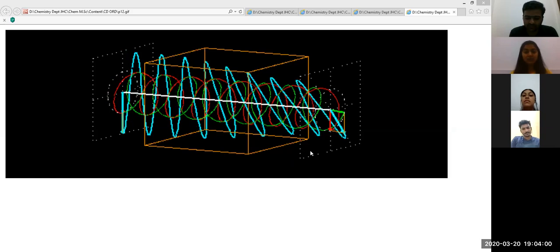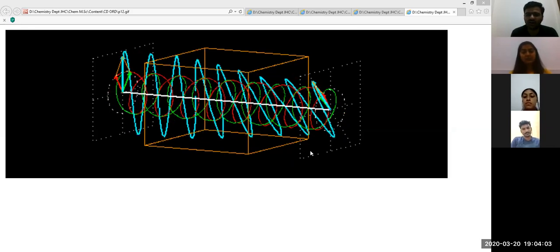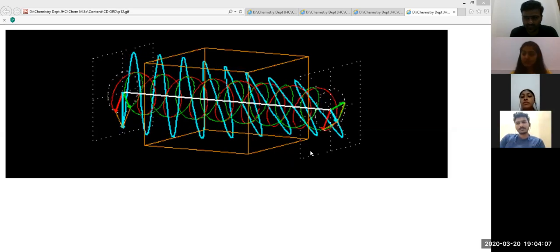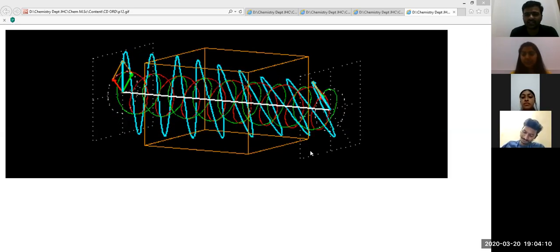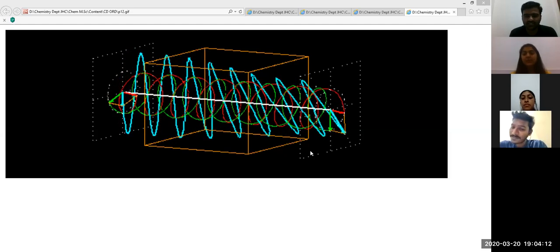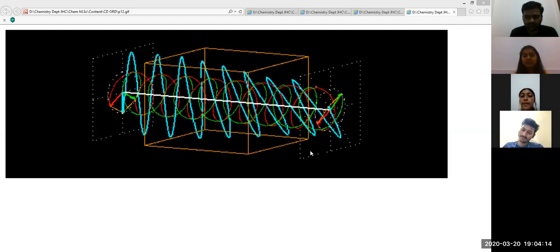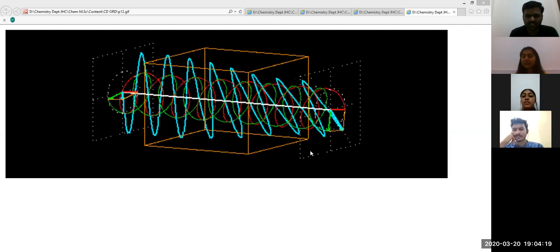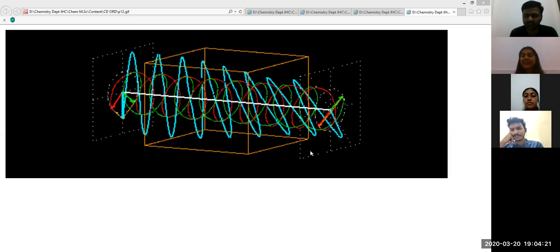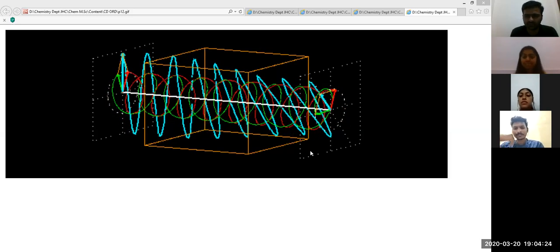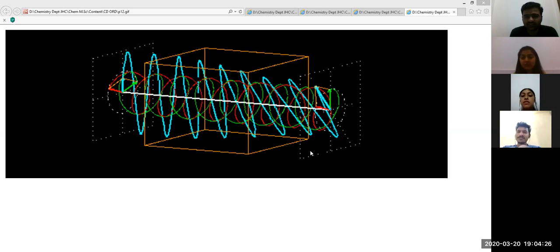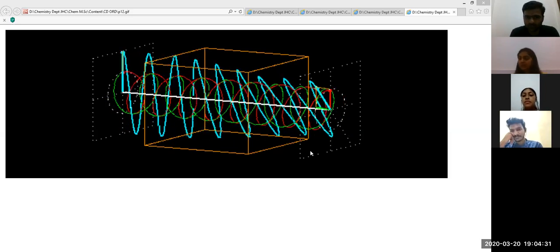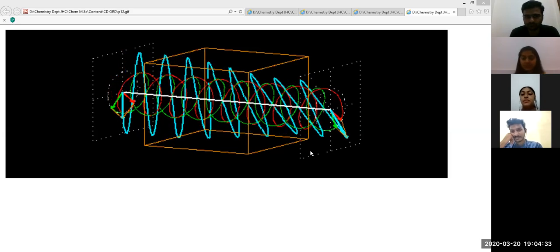So circular birefringence is what? The refractive index of RCPL and LCPL not being the same in a chiral environment. And refractive index by itself is nothing but C upon V, where C represents the velocity of light in vacuum, which has a constant value, 3 into 10 to the power 8 meters per second, and V is the velocity of light in that medium in which you are trying to probe the chiroptical property. Is that okay?